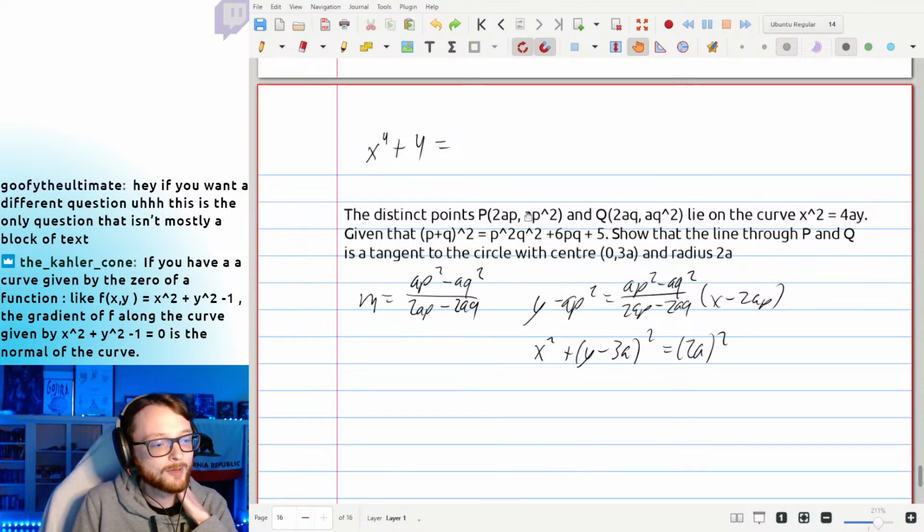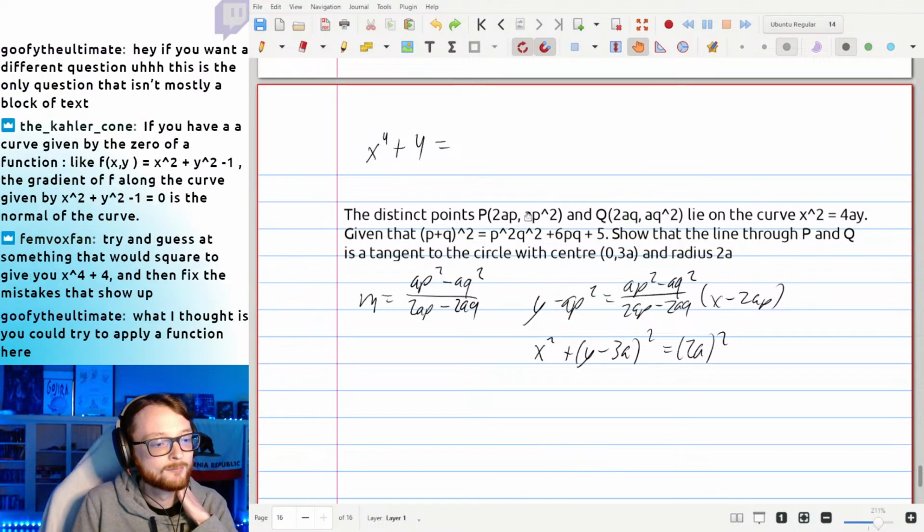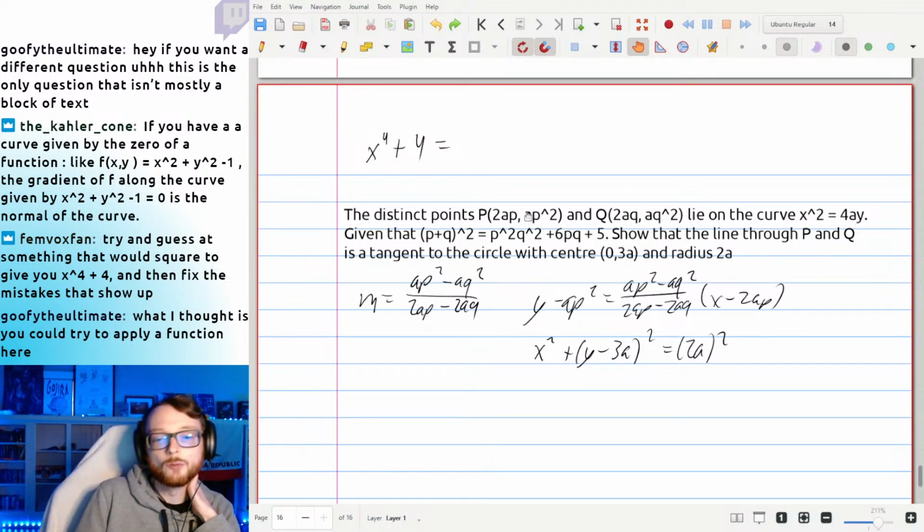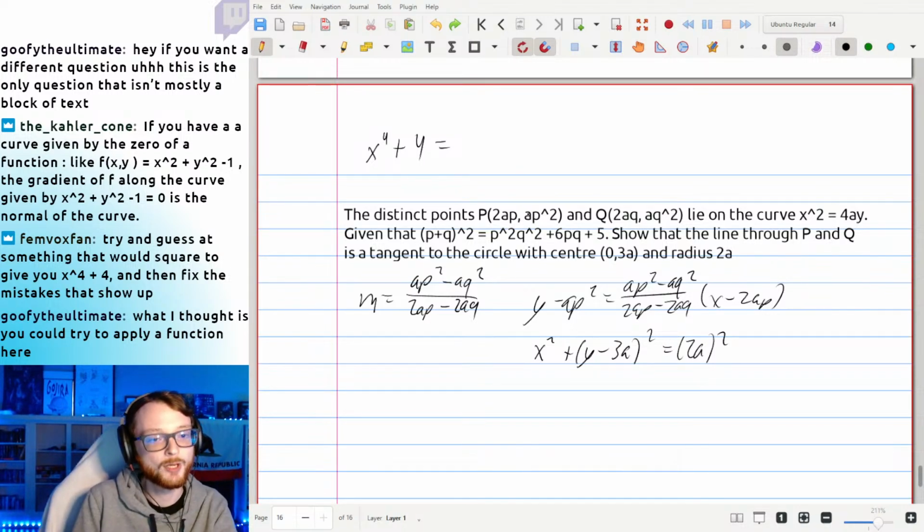Oh, interesting, Pinbox. Have a curve defined by the zero of a function. The gradient of f along the curve is normal. And so you would try to find if that equation of the line shows up anywhere? Or like start with that and try to get to the equation of the line?